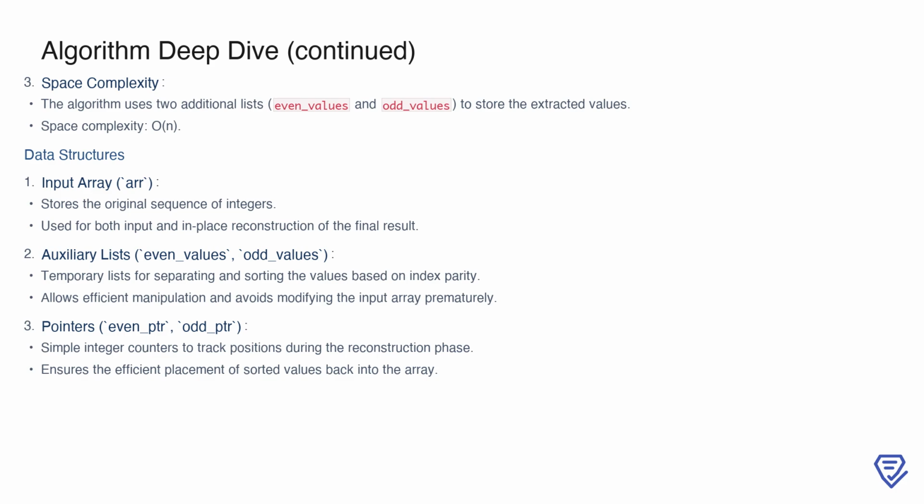Let's also consider the data structures involved. The input array ARR serves as both the source of data and the container for the reconstructed result, allowing us to perform in-place updates. The auxiliary lists even_values and odd_values provide temporary storage for the separated values, enabling efficient sorting. Finally, the pointers even_ptr and odd_ptr are simple integer counters that help track positions during reconstruction. This combination of data structures ensures the algorithm remains straightforward and easy to implement.